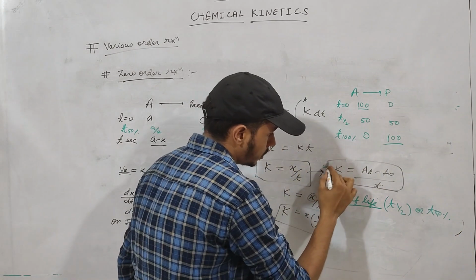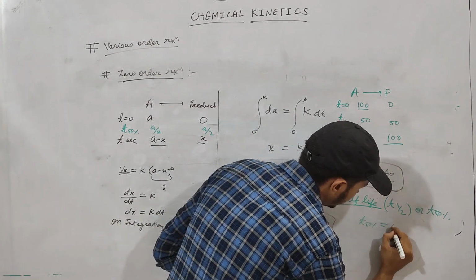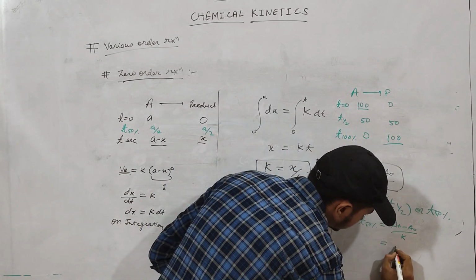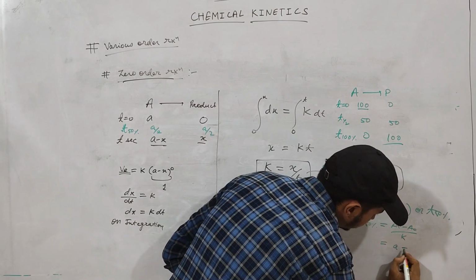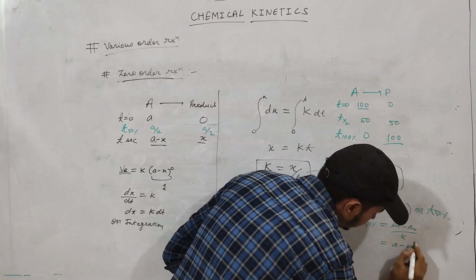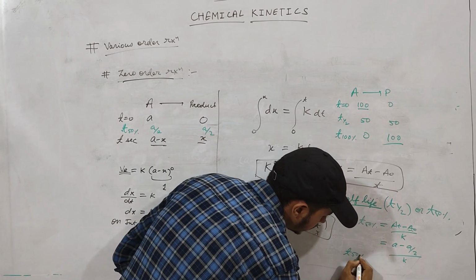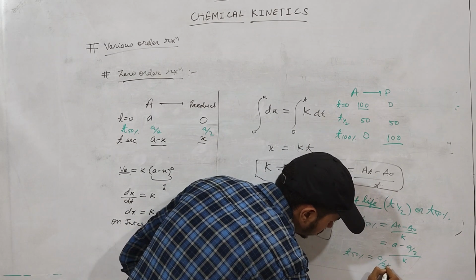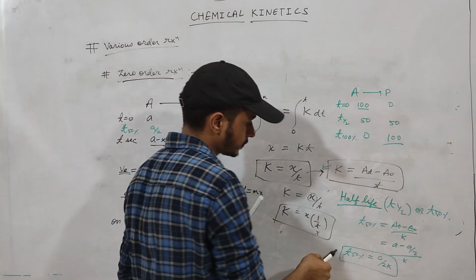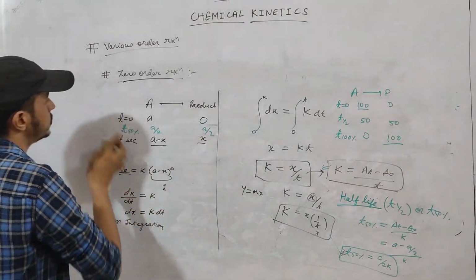So by using this formula, we will get t 50%. This k will go downward, a minus a naught upon k, and the value of a is a, and the value of a naught is a by 2. Now for further solving, t 50% will become a upon 2k. So this is the formula for t 50% for zero order reaction. Now we will discuss first order reaction.